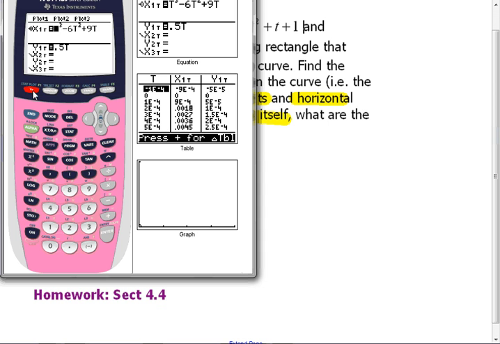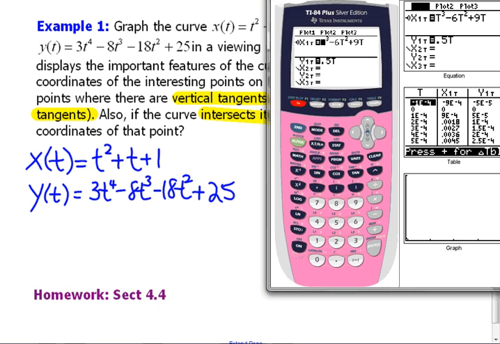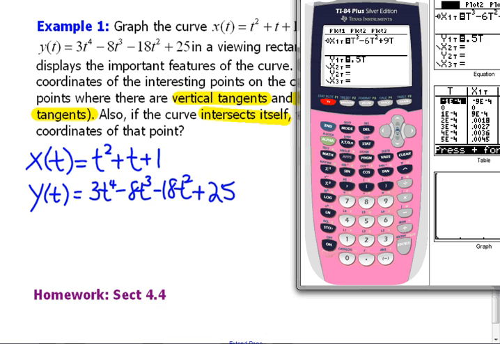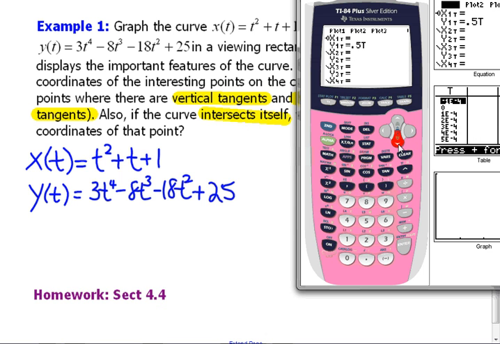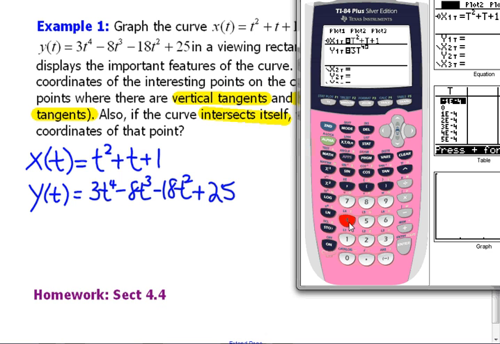Okay, so my functions are not going to be correct, so I'm going to have to put them in because it was whatever I did last time. So I'm going to clear that out. And put this in. So now this becomes t squared plus t plus 1. And my y value is 3t to the fourth. I got to do a little fixing here. Minus 8t cubed minus 18t squared plus 25. Oh, I hate that when I do that.